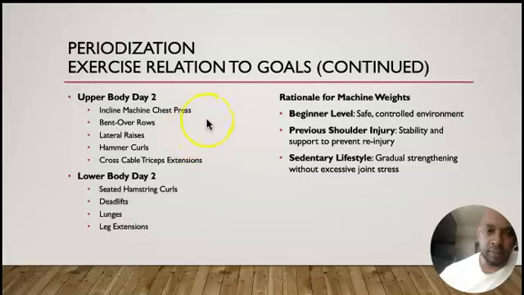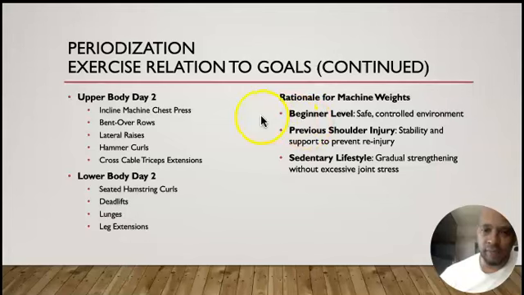On upper body 2, we're using the incline machine chest press. I did recommend bent over rows, however, we took that out again due to his condition. Lateral raises, hammer curls, cross cable triceps extensions. And for lower body 2, we went for the seated hamstring curls, deadlifts, lunges, leg extensions. We compensated, took out the deadlifts and lunges, and went for machine leg presses instead.